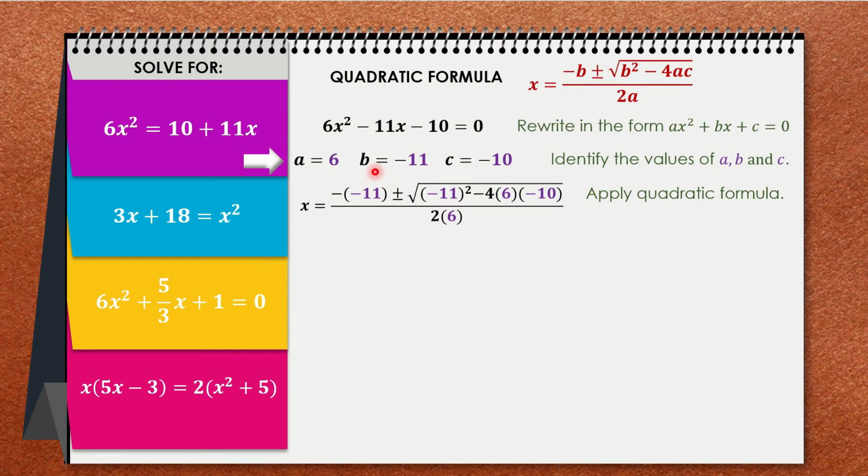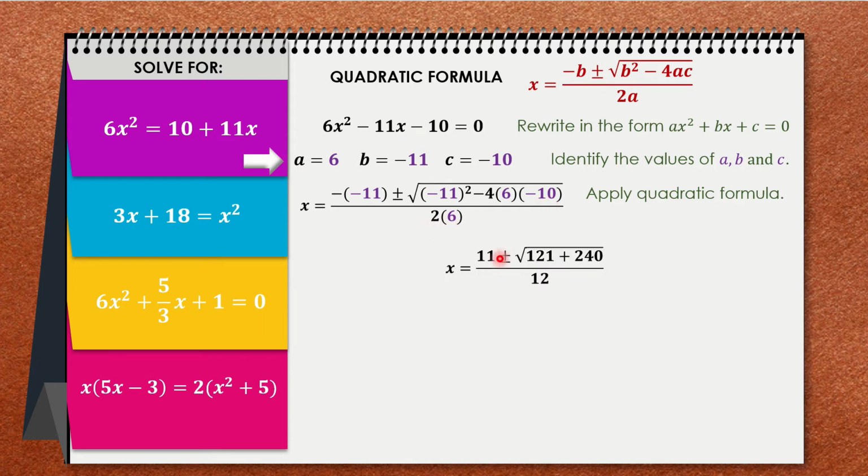From here, we have positive 6 for a. That's why we replace this one and this one by 6. For b, we have negative 11. That's why we replace it with negative 11 and another negative 11. And for c, we have negative 10. That's why we replace that one with negative 10.